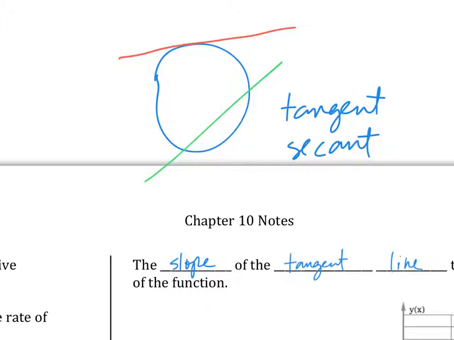How many people think tangent line is the red one? Red one. Okay. How many people think tangent line is the green one? Okay. All right. You're correct. Tangent is this one. Secant is this one. Okay.